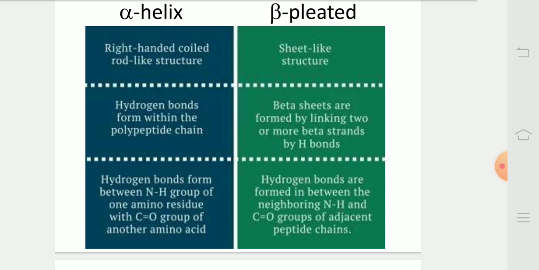In alpha helix, hydrogen bonds are formed between the NH group of one amino acid residue with the CO group of another amino acid, whereas in beta sheets, hydrogen bonds are formed between the neighboring NH and CO groups of adjacent peptide chains.